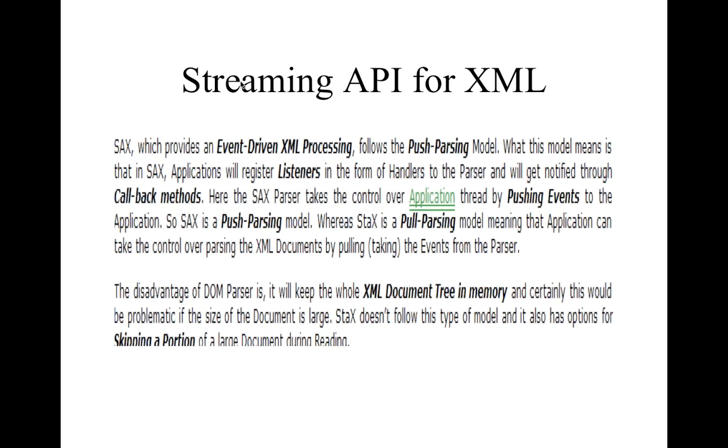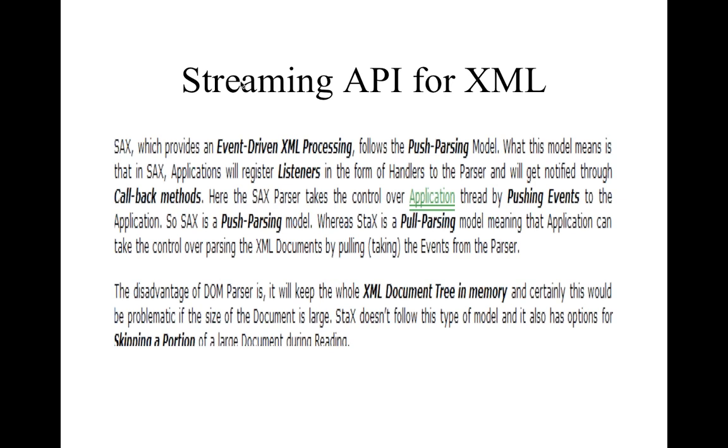What this model means is that in SAX, applications register listeners in the form of handlers with the parser and get notified through callback methods. That's what we saw, right? Here the SAX parser takes control over the application. The application will wait and the SAX parser will take control over the application thread. So SAX is a push parsing model, whereas streaming API for XML is a pull parsing model, meaning the application can take control over parsing the XML document by taking the events from the parser.